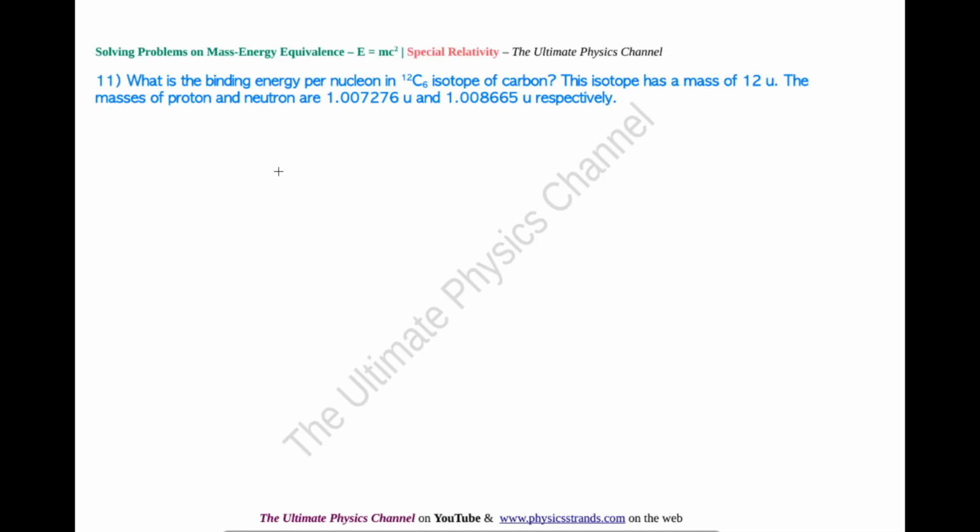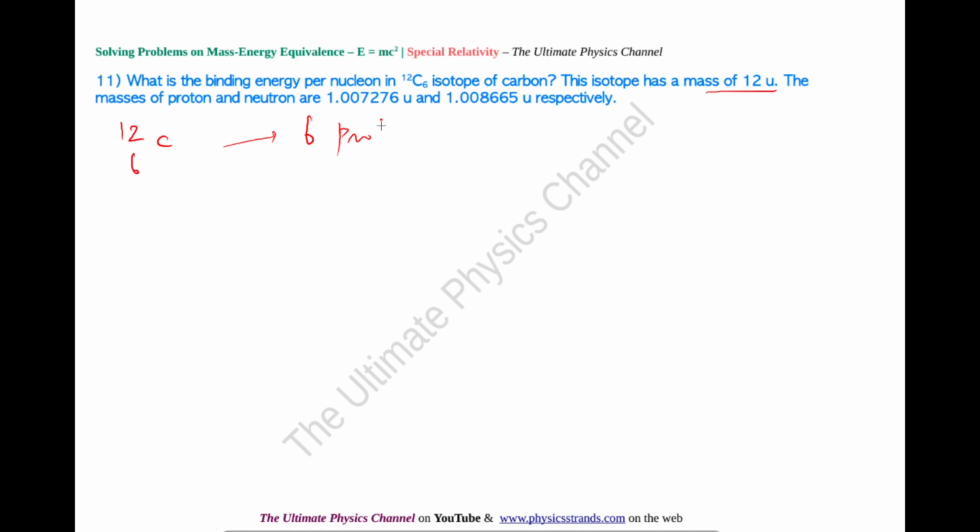Right. Let's move to the next one. What is the binding energy per nucleon in the 12C6 isotope of carbon? The isotope has a mass of exactly 12 U. The masses of the proton and neutron are 1.007276 U for the proton and 1.008665 for the neutron.